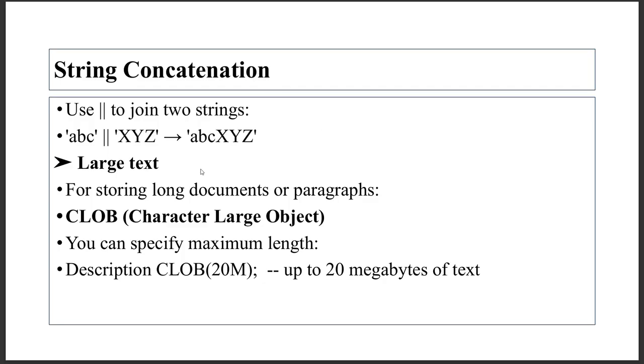Now string concatenation. You'll be using double parallel lines to join two strings. Now ABC XYZ means ABC XYZ. Two straight lines I'll be using to combine the strings. Now CLOB, character large object. You can specify the maximum length, so description CLOB 20 M means it will hold up to 20 megabytes of text.